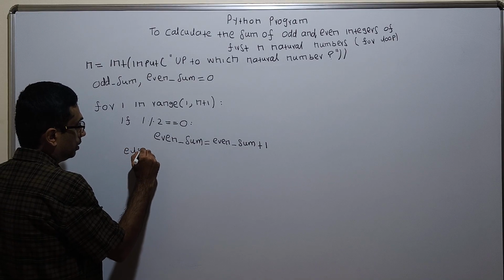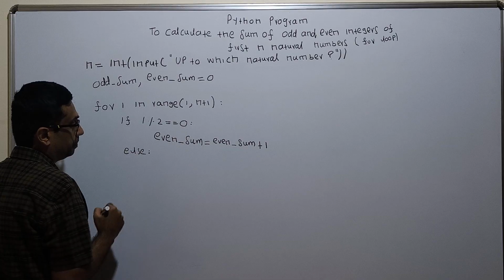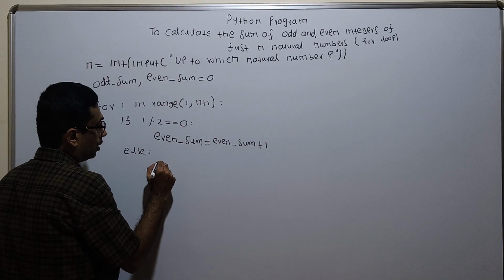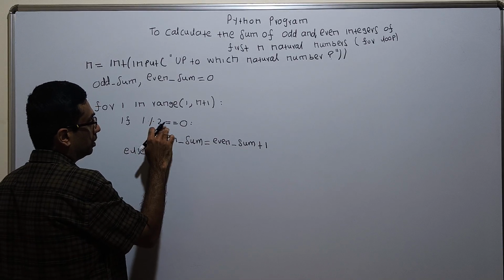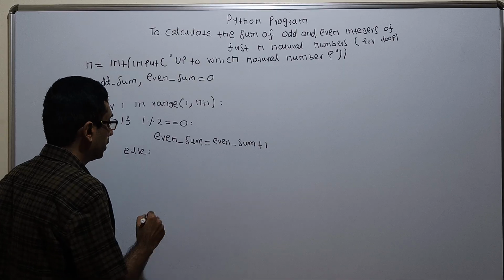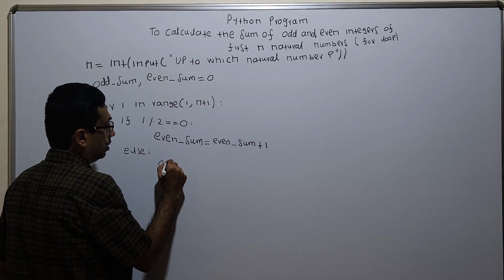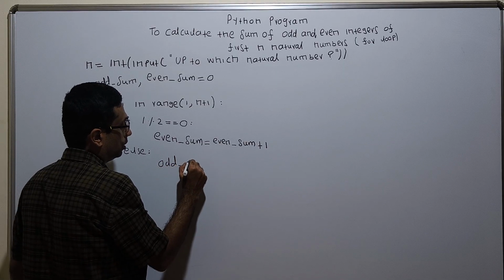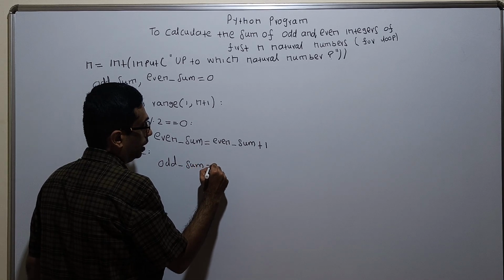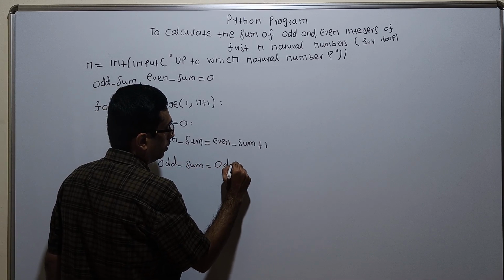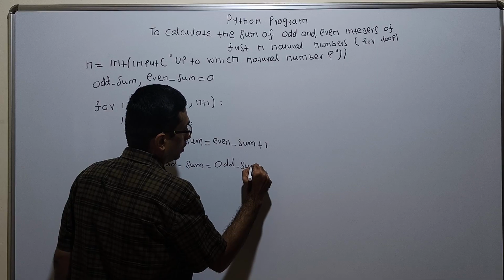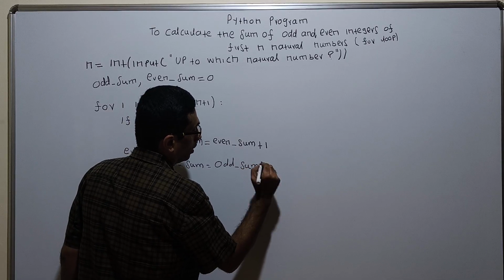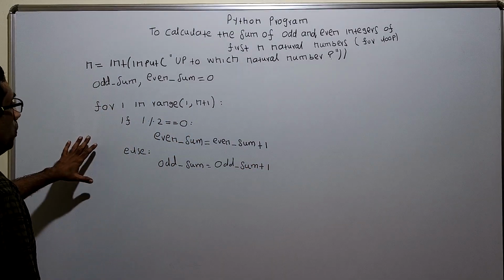Else: That means when you divide i by 2, the remainder is not 0, so that is an odd number. odd_sum equal to odd_sum plus the variable i. So this is the loop body.